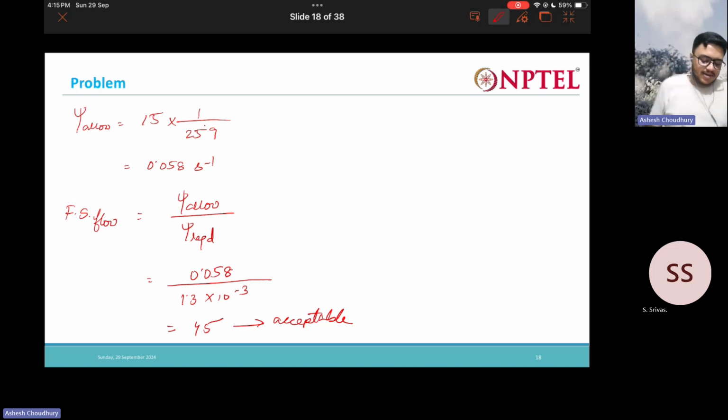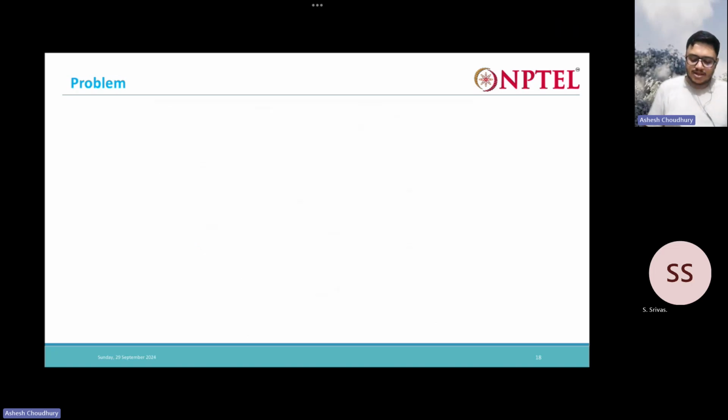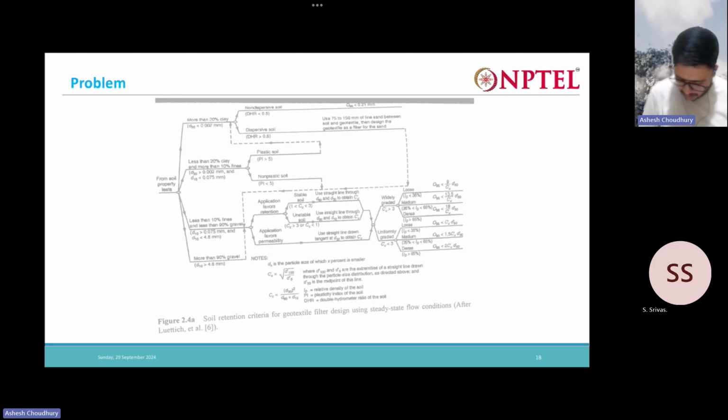Now next is the retention criteria. As we said, for retention criteria there are a huge number of criteria available. This is one chart that you can follow, after Luettich et al. So in our case, let us check what the Cc value is. Cc is 2, Cu is 5.